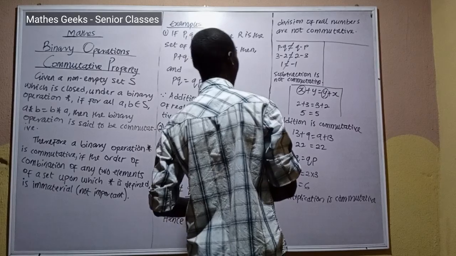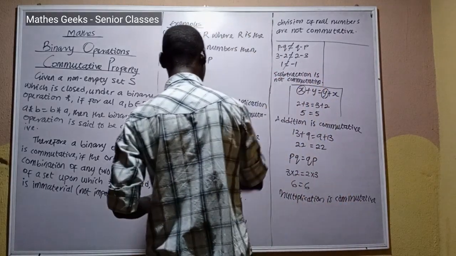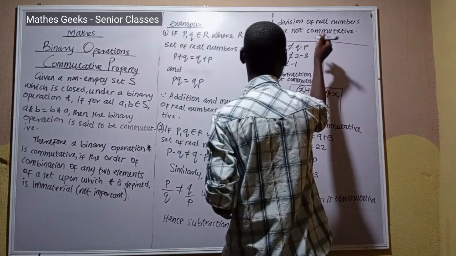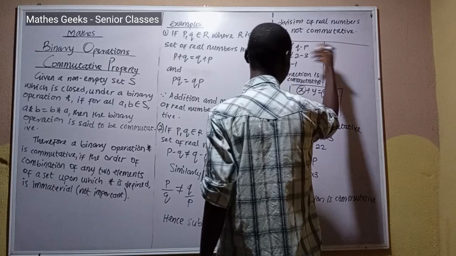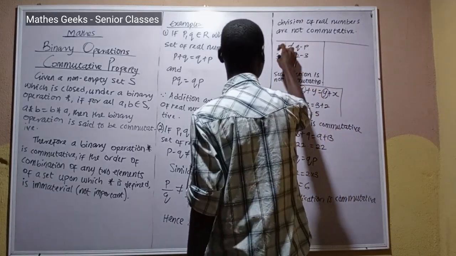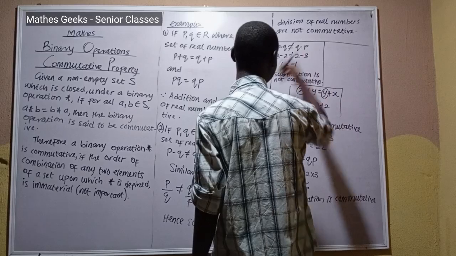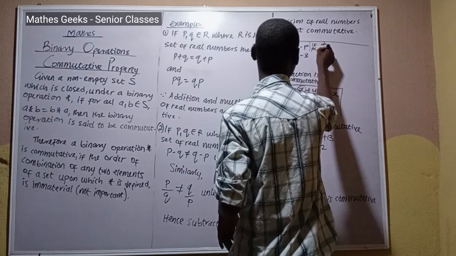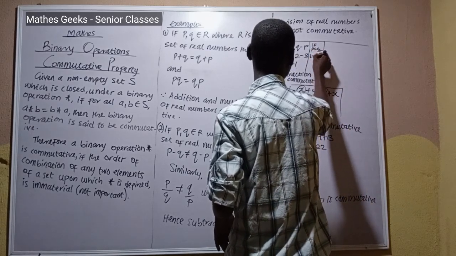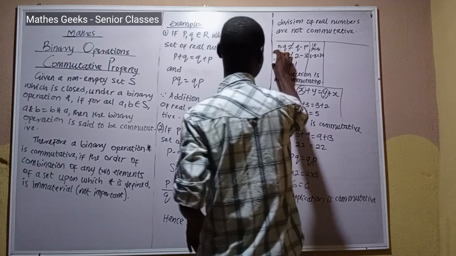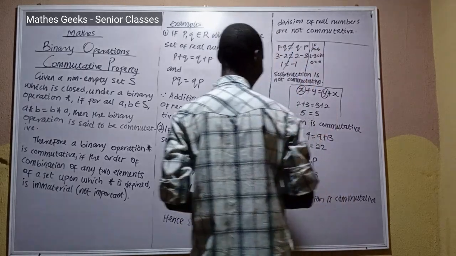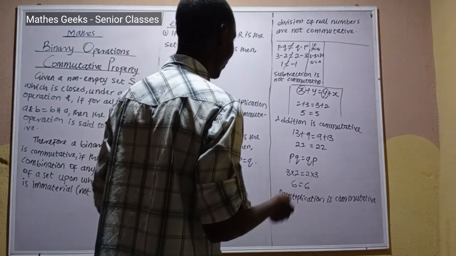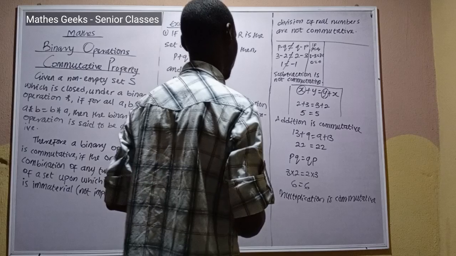So the only time subtraction can become commutative is if this condition is met, unless P is equal to Q, which in most cases is not. Assuming P is 3, Q is also 3, and 3 minus 3 is 0. So if P is equal to Q, 3 minus 3 is equal to 3 minus 3, 0 equal to 0. So that is when subtraction can be commutative, but that condition cannot always be met. So generally subtraction is not commutative.